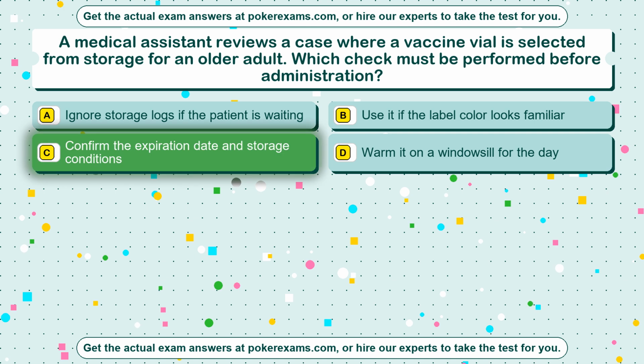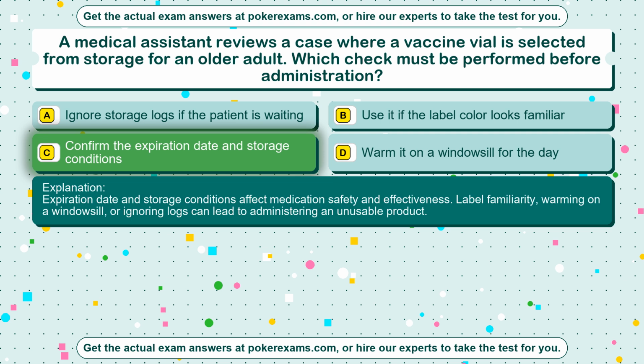The correct answer is option C, confirm the expiration date and storage conditions. Expiration date and storage conditions affect medication safety and effectiveness. Label familiarity, warming on a windowsill, or ignoring logs can lead to administering an unusable product.